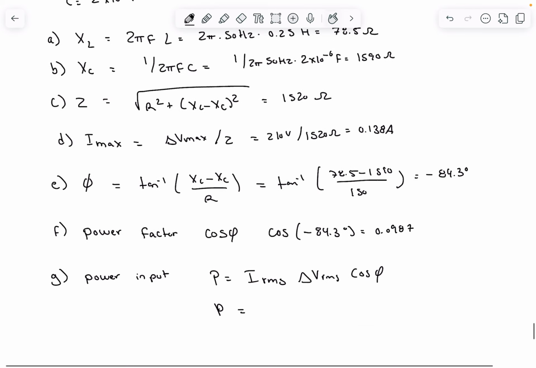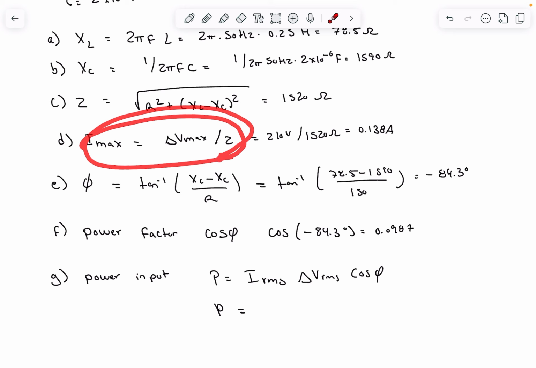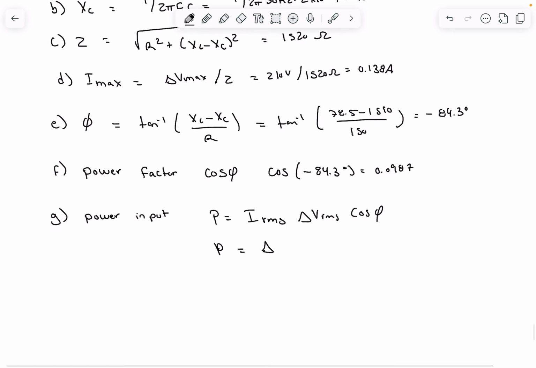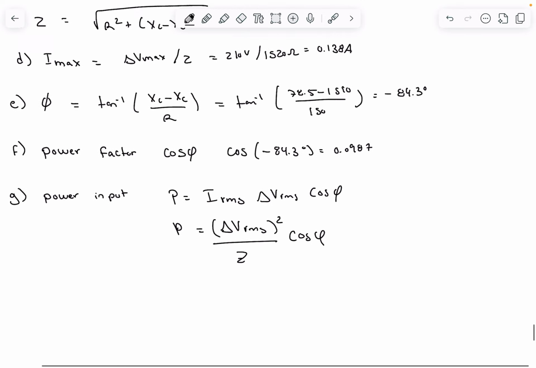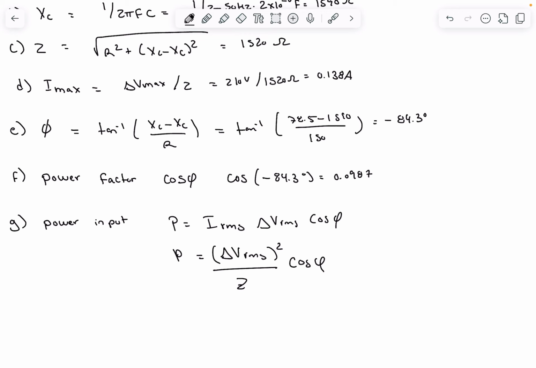So here, I should get my highlighter. I max is delta V max over Z. I RMS is delta V RMS divided by Z. So it's going to be delta V RMS squared divided by Z cosine of phi. Delta V RMS is just delta V max divided by the square root of 2.